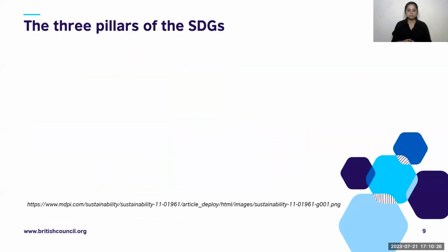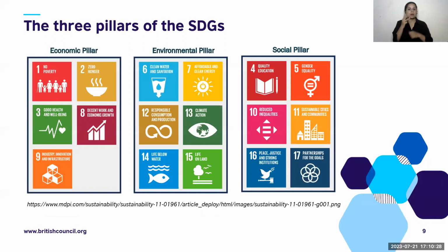So here we have the three pillars, so to say, of the SDGs. The first is the economic pillar. Then we have the environmental pillar. Then we have a social pillar. It's basically just three broad categories, but all the goals are interlinked and interdisciplinary. You cannot treat any one of them in isolation in the classroom as well when you're implementing them.